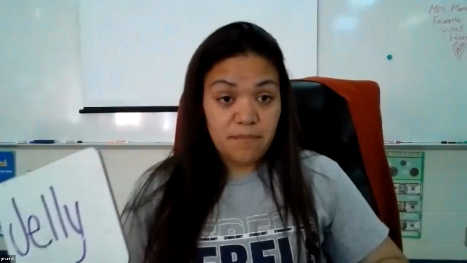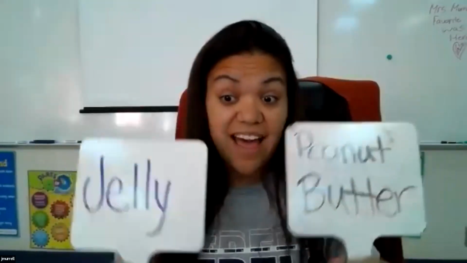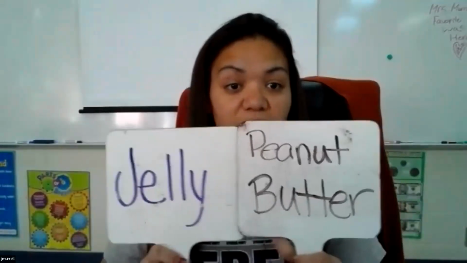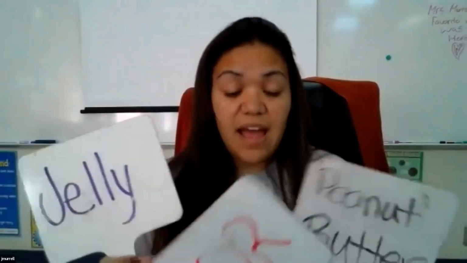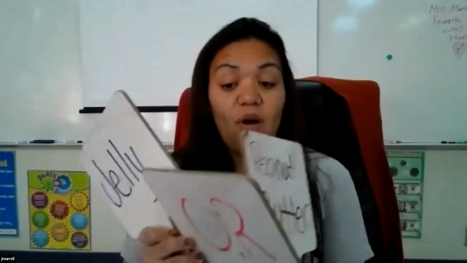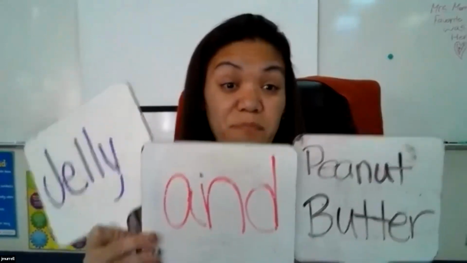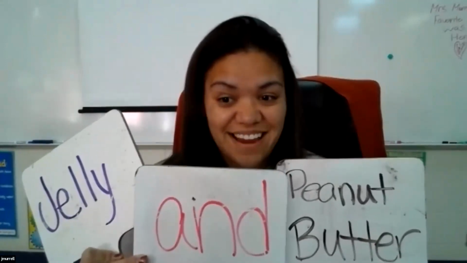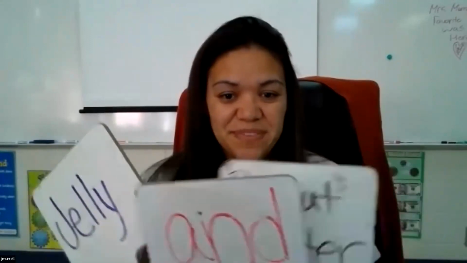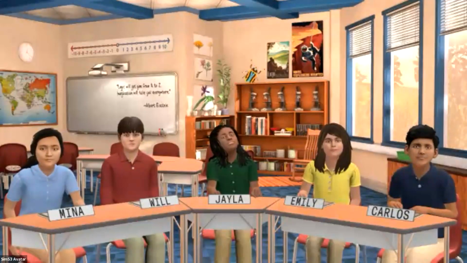As you guys saw earlier, I like peanut butter and I like jelly. So I can either choose one or the other, or I could put them together and have both. Do you guys see what I did there? Awesome. Do you guys have any questions about fanboys or coordinating conjunctions? No? Fantastic. We're going to go into the next lesson.